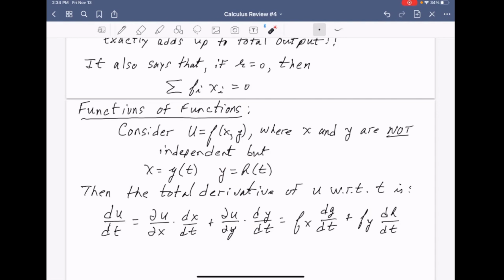Then the total derivative of the utility function with respect to t is given by du/dt equal to the partial of u with respect to x times dx/dt plus the partial of u with respect to y times dy/dt, which is equal to the first derivative of f with respect to x, which is our marginal utility in this case, times dg/dt plus marginal utility of y times dh/dt.